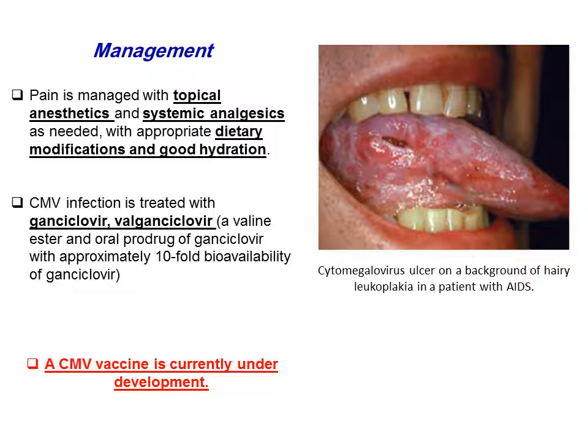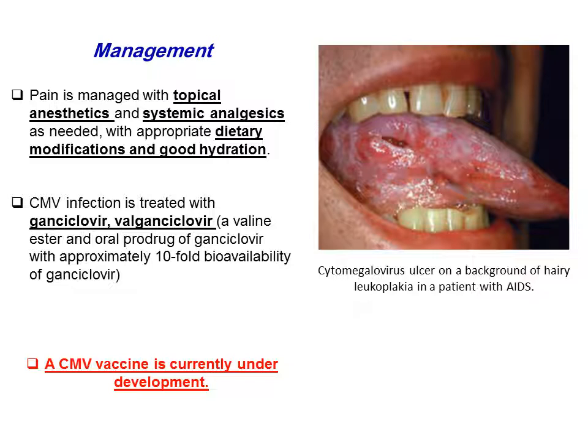Valganciclovir is a prodrug of ganciclovir and has tenfold the bioavailability of ganciclovir. It is stronger than ganciclovir. This picture shows an ulcer on a background of hairy leukoplakia in a patient with AIDS.